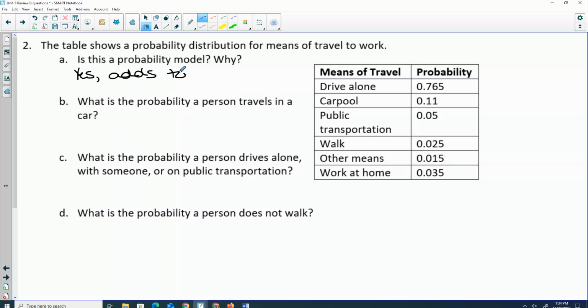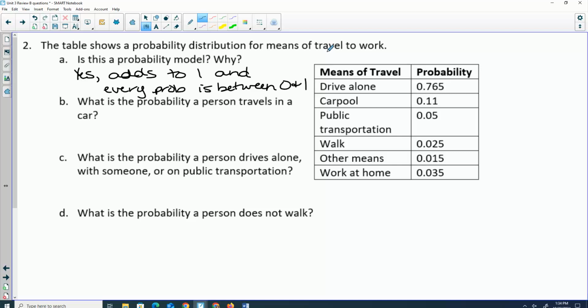And every probability is between 0 and 1, because we know we can't have a negative probability, and we can't have a probability higher than 1. So if I'm checking if something's a probability model, we are listing all those probabilities. Every one of them has to be a number between 0 and 1, and it has to add up to 1.